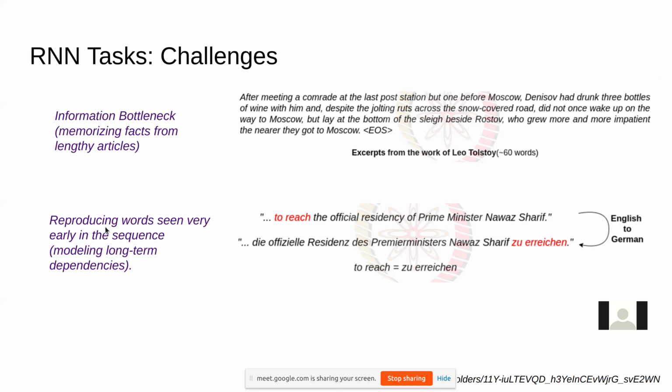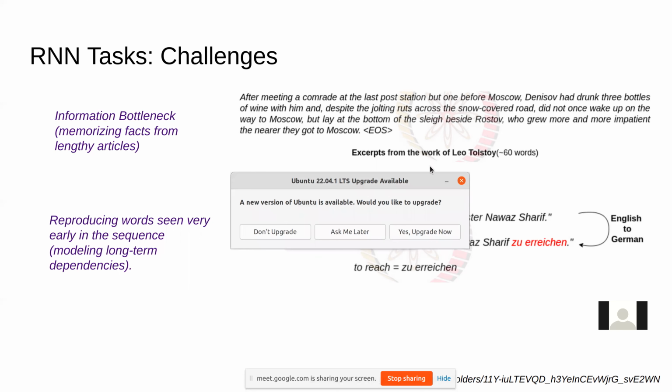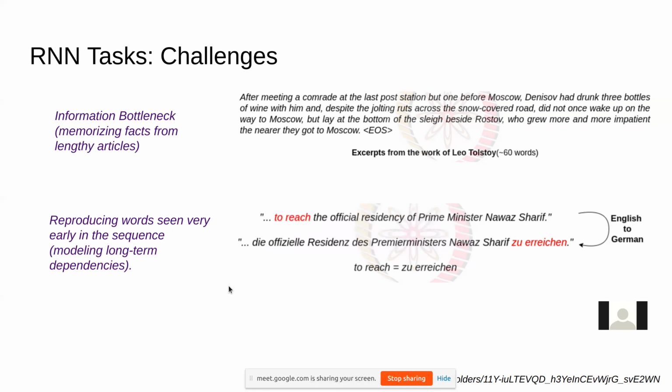The other challenge we generally face is reproducing words. For example, in this translation from English to German, the word "to reach" will be appearing in the German sentence in the end, right? So there is a long-term dependence as well. The words which appeared earlier in the sentence will now be supposed to be predicted at the end. And if the sentence is too long, then this can be an issue, right? Because we are expecting the model to understand these long-term dependencies and to reproduce them at the right point.